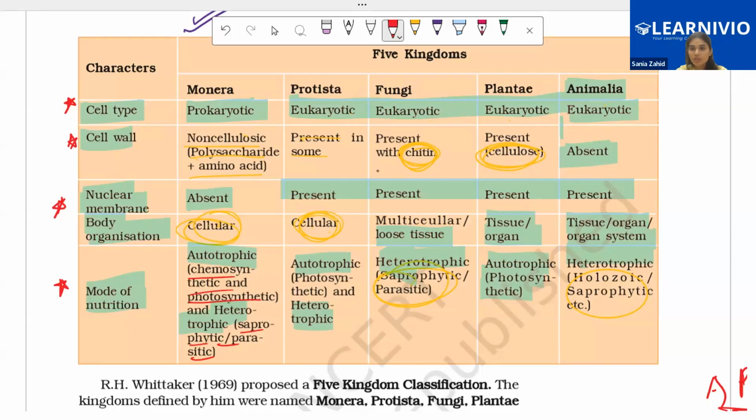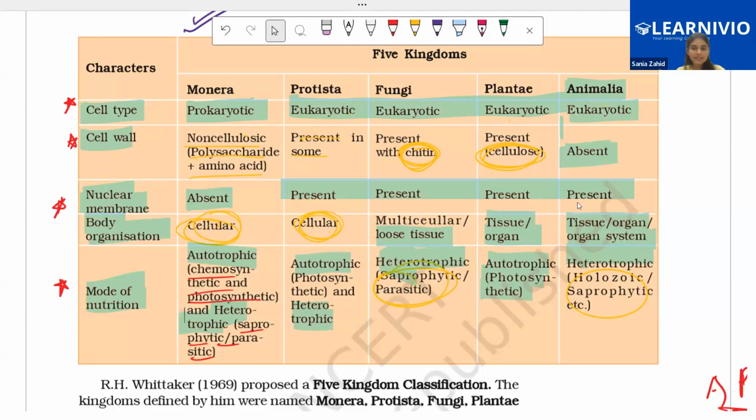Okay, then what about the cell wall? Cell wall of Monera is non-cellular. What? Non-cellulosic, not non-cellular. It's non-cellulosic. Okay. And it is made up of polysaccharides and amino acids.